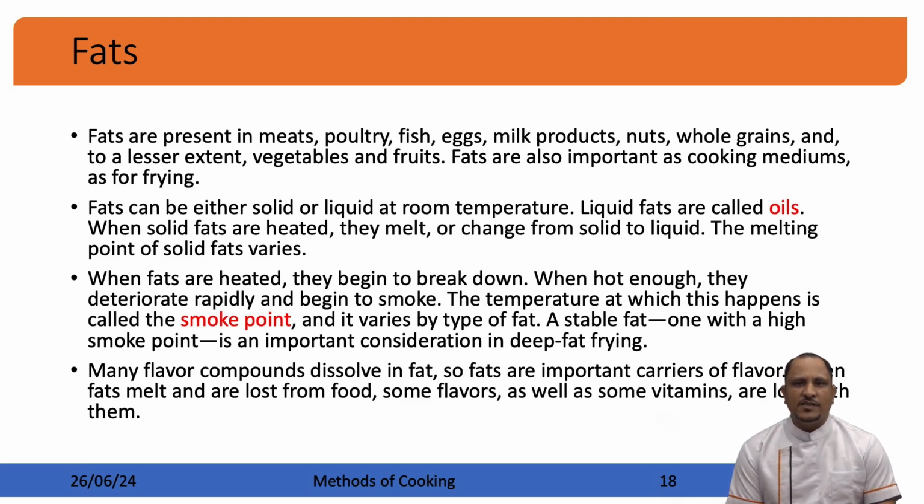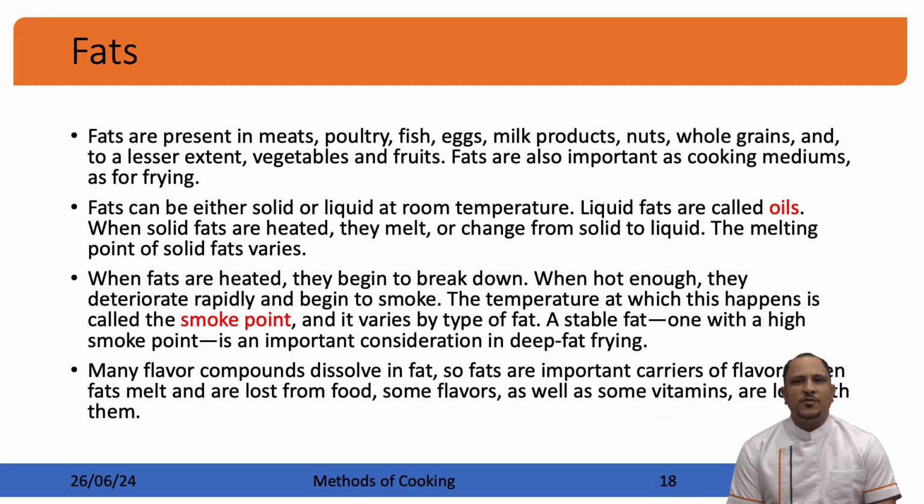This smoking gives a dark color to the fat, and as a result the food we are cooking in this fat will also start turning dark in color. So the temperature must be controlled according to the type of fat that we are using.